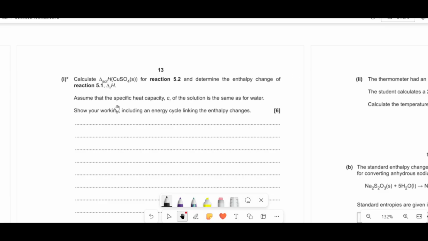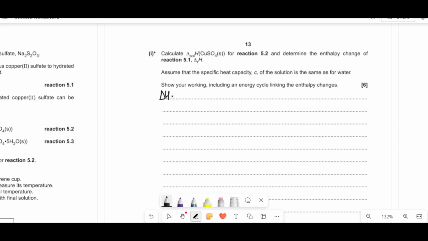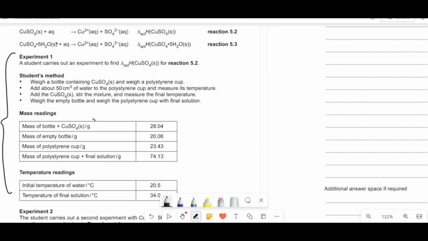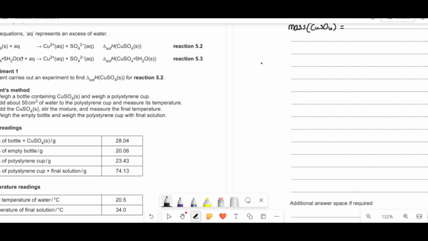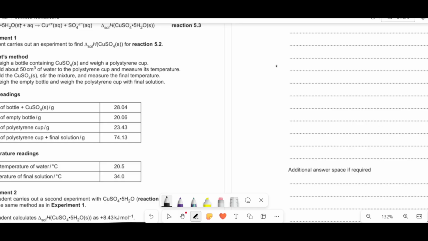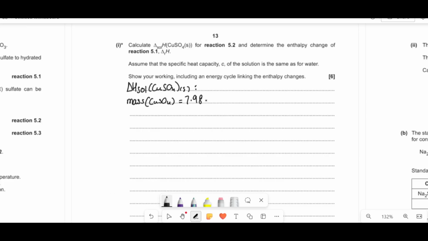So let's do this first part where we actually look for the enthalpy of solution for CuSO4 solid. Cool. So that's all of this reaction here. What they've done is they've got the mass of this bottle plus the CuSO4 and the mass of the empty bottle, and then they get the mass of this final solution. So here we can work out the mass of the CuSO4 off the bat by subtracting. So mass CuSO4 would equal this minus this, right? So the mass of that is going to be 28.04 minus 20.06, which is 7.98 grams. So we know that we have 7.98 grams of the CuSO4.